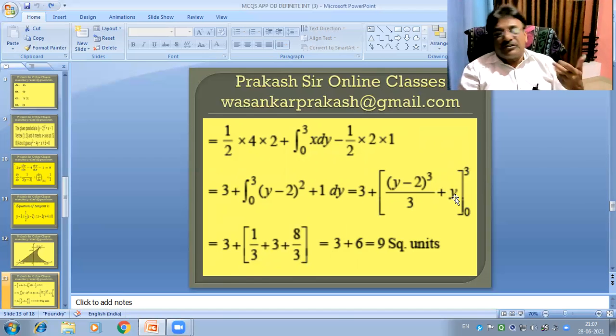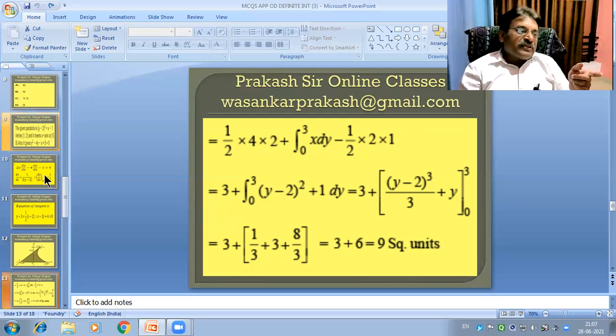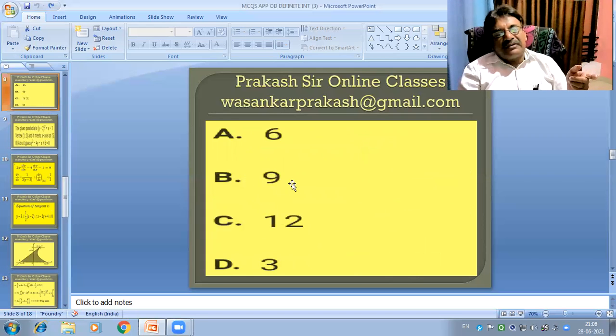Next we put 0, so we get 0. Is equals to this 3 as it is. 1 by 3 plus 8 by 3, 9 by 3, that is 3. 3 plus 3, 6. So right here 6. And 6 plus 3, 9. 9 square unit is the required area. Here B is the correct option, that is 9 square unit.